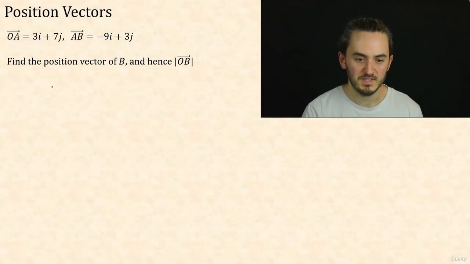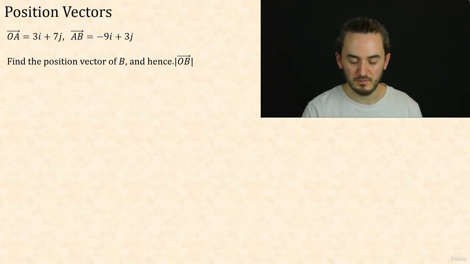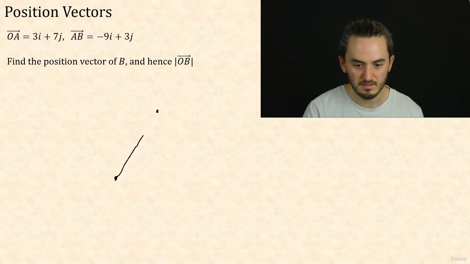Okay, so in this question it says O to A is 3i plus 7j and A to B is minus 9i plus 3j. Hence find the position vector of B and hence find the magnitude of OB. Okay, so what's going on here? Well, O is good to think of as the origin, a starting point. And it says that to get from O to A, we go 3 along and 7 up. So roughly 3 along, 7 up, something like here. So that is the vector 3i plus 7j, and it gets us from O to A.